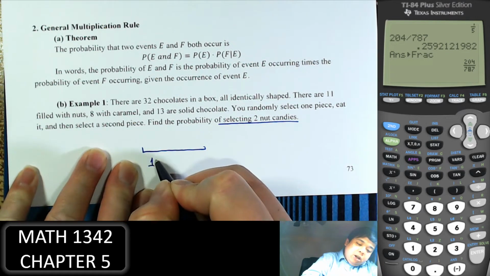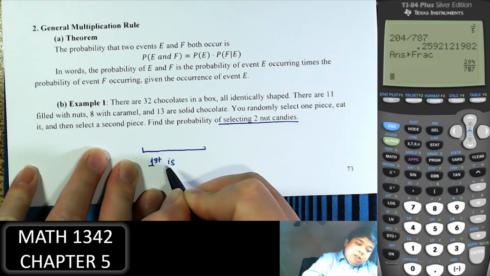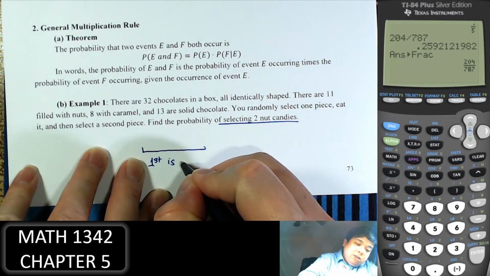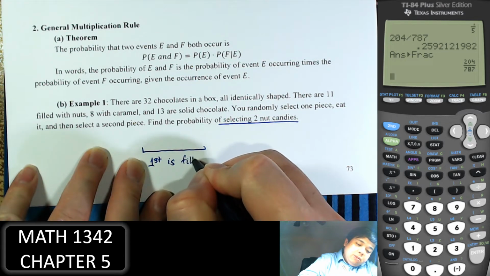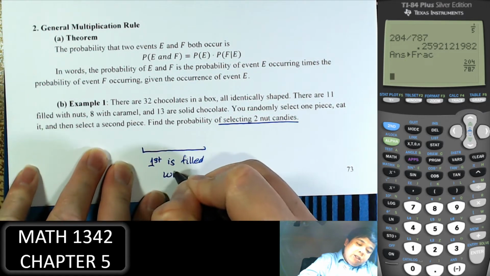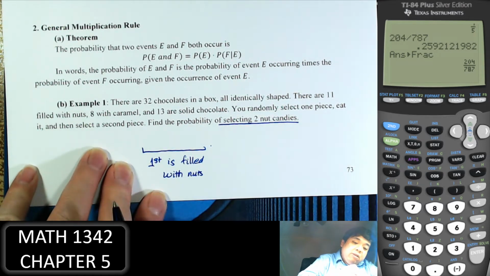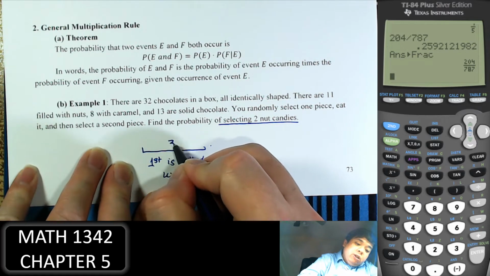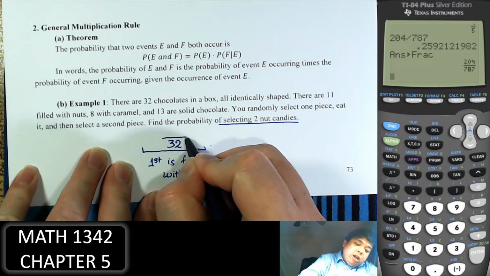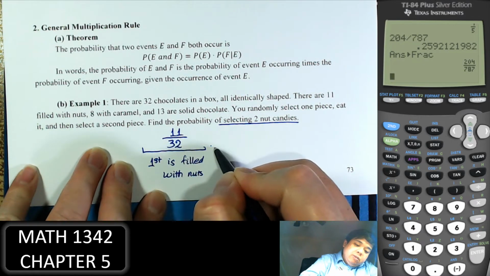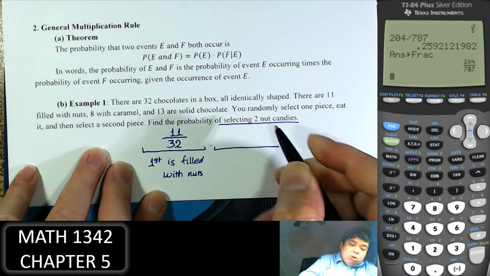So the first one is a nut, filled with nuts. How many do we have? There are 32 in total. And the first one filled with nuts, there are 11 filled with nuts. The second one is also filled with nuts.